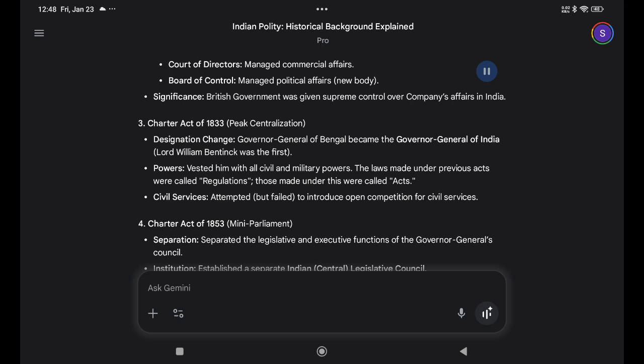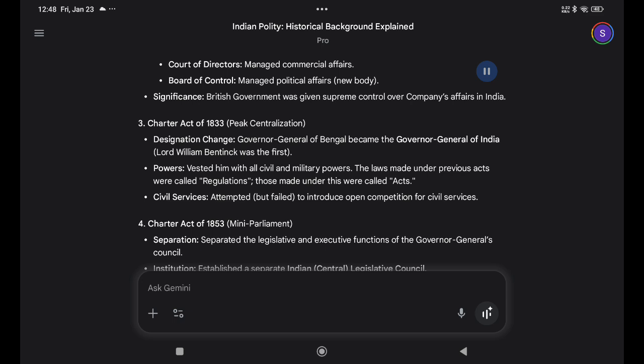4. Charter Act of 1853, Mini Parliament. Separation: separated the legislative and executive functions of the Governor-General's Council. Institution: established a separate Indian Central Legislative Council. Civil services: introduced open competition for civil services, Macaulay Committee.